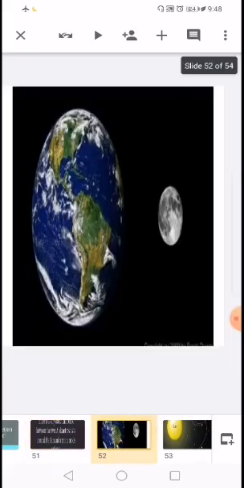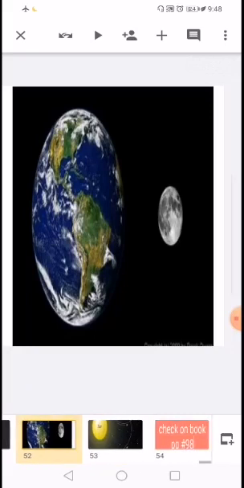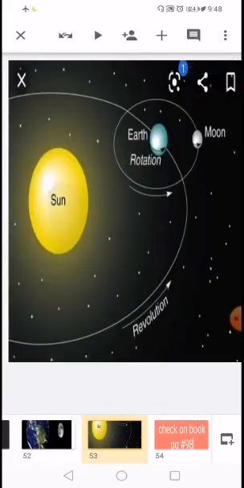Now come to the similarities. What are the similarities between the planets and a moon? Planets and moons have no light of their own. They only reflect the Sun's light. They rotate on their own axis.